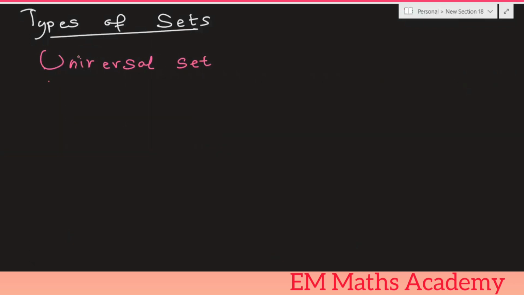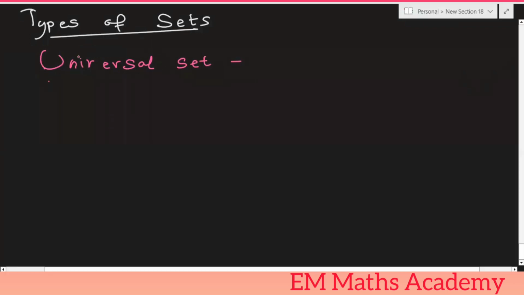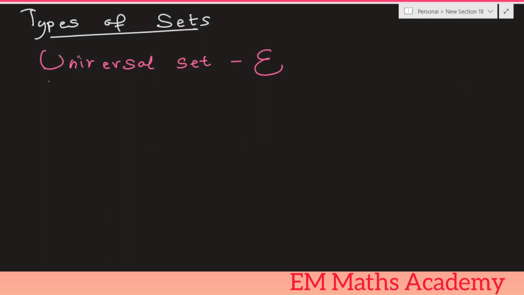Universal set is indicated by this symbol. What is this? A Greek letter. We call this epsilon.